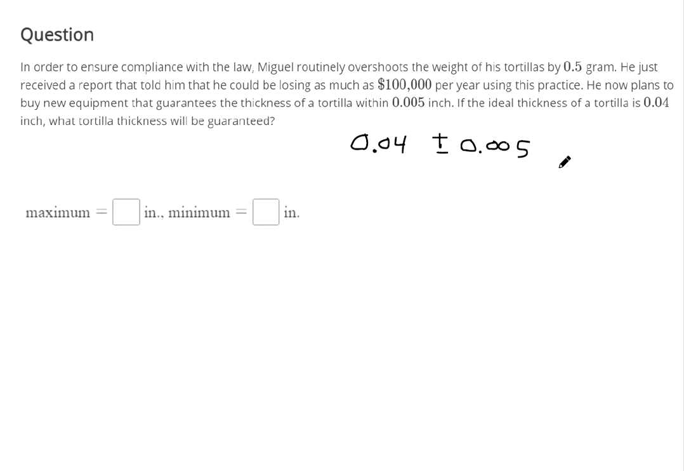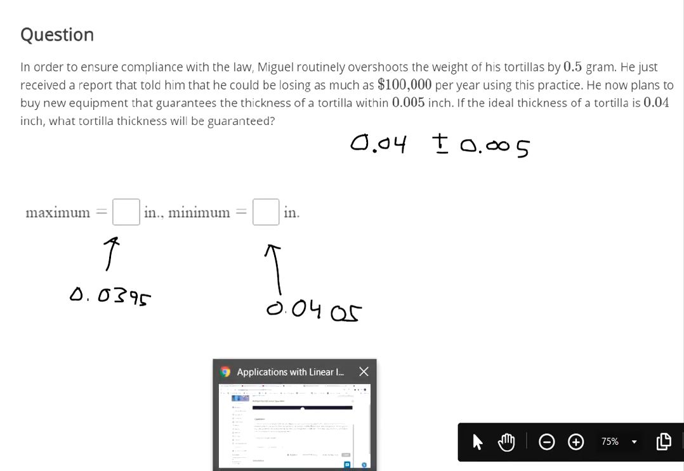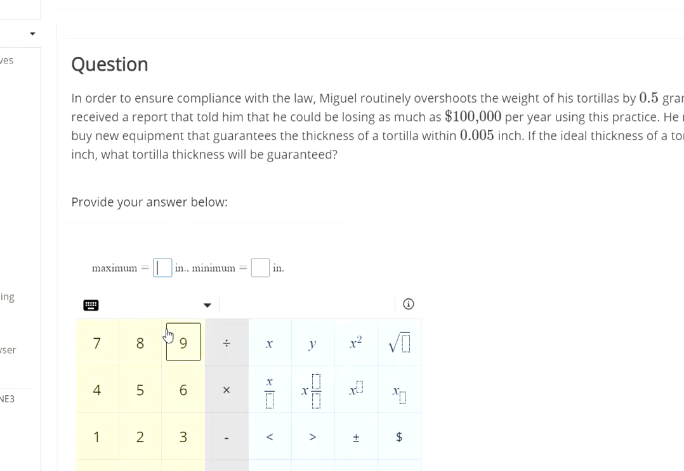Okay. I think that's everything. So if you calculate that, 0.04 minus 0.005, that's 0.0395 inches. That's the minimum amount, and 0.0405 is the maximum amount. I mean, I didn't use grams at all. I didn't use 100,000 because that's talking about weight, and it's talking about dollars. This question was just asking us about the thickness of the tortilla, so I'm pretty sure that's it. Let me see if I can plug that in and get the right answer here.